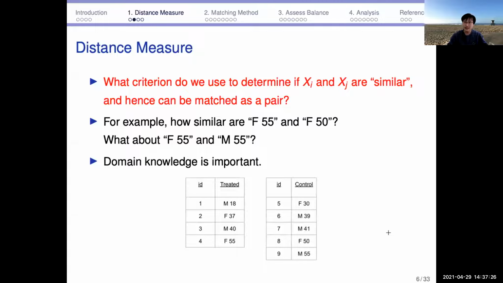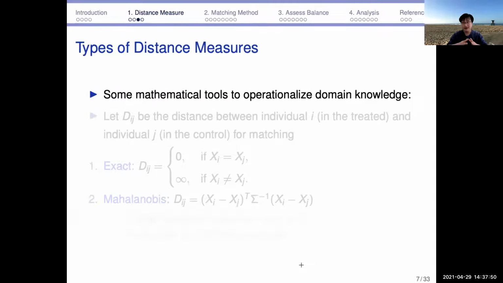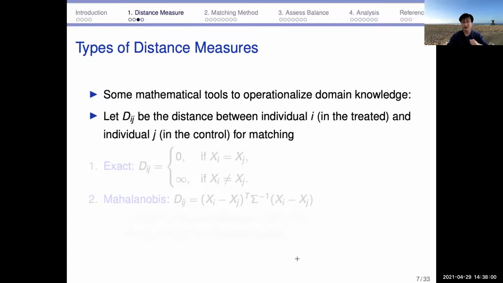So in these cases, the most important one is domain knowledge. I didn't tell you what's the outcome or what's the particular scientific problem that we cared about. So there's no way to tell which one matters more. But in real practice, you will be able to rely on domain knowledge to guide this kind of choices. But regardless, there are some mathematical tools to operationalize this kind of domain knowledge. And so here we'll see a few examples of different types of distance measures.